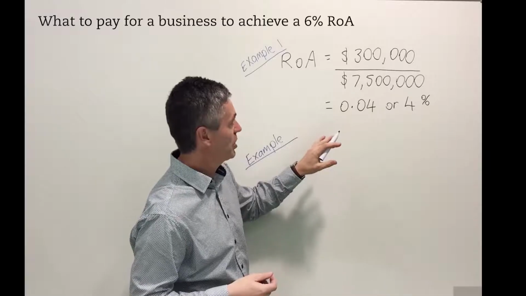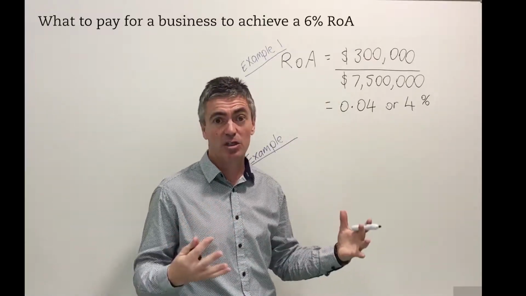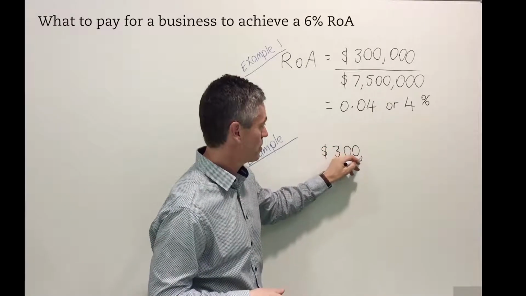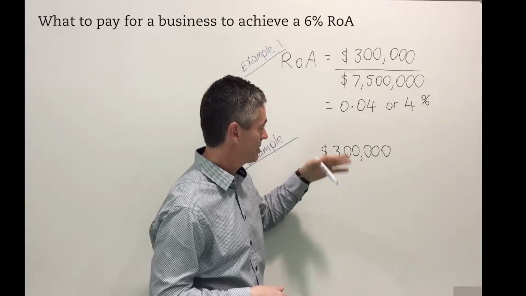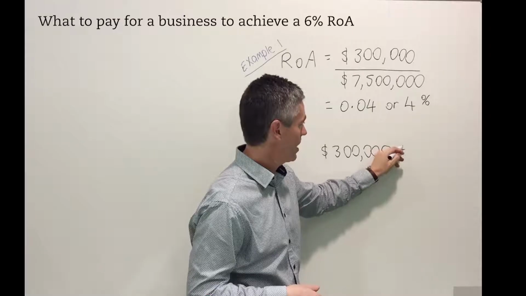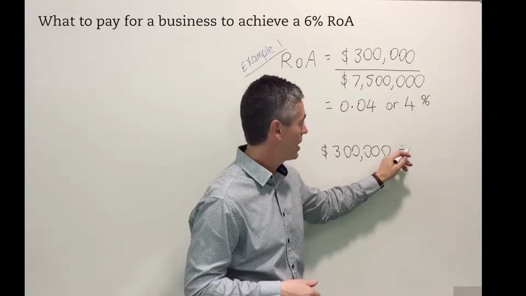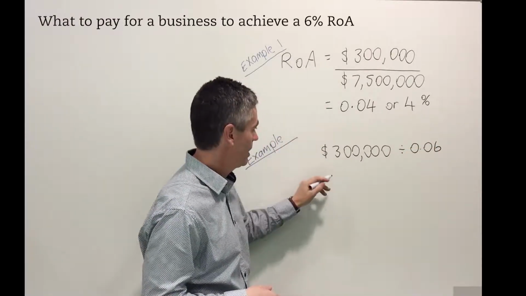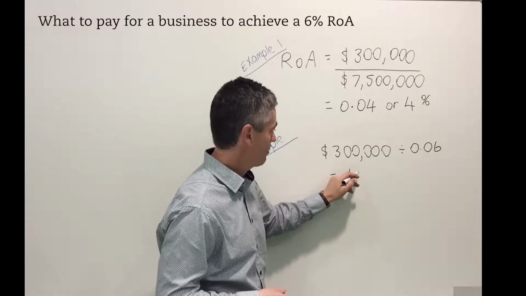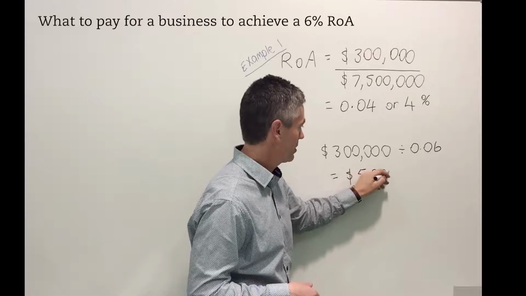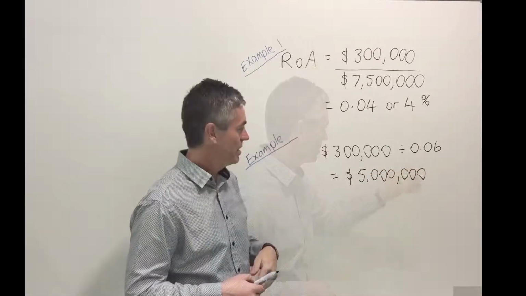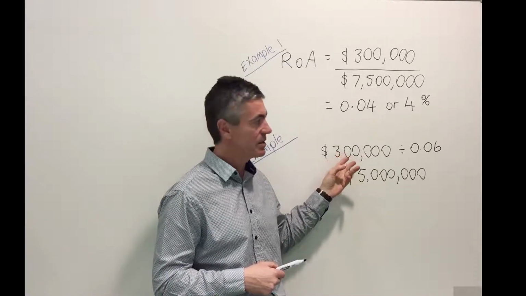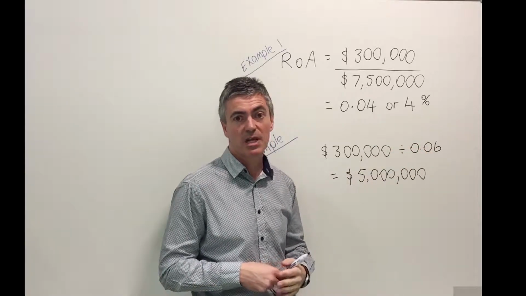The way to work out what you could actually afford to pay for this business and achieve a 6% return is that you take the operating profit that you feel is possible from the farm business, so it's 300,000 in this scenario. If we divide that by the return on asset that you want to achieve, so we divide that by 0.06 or 6%, that comes out at an asset value of $5 million. If you purchase this farm for $5 million and you could achieve an operating profit of $300,000, that would lead you to achieving a 6% return on assets.